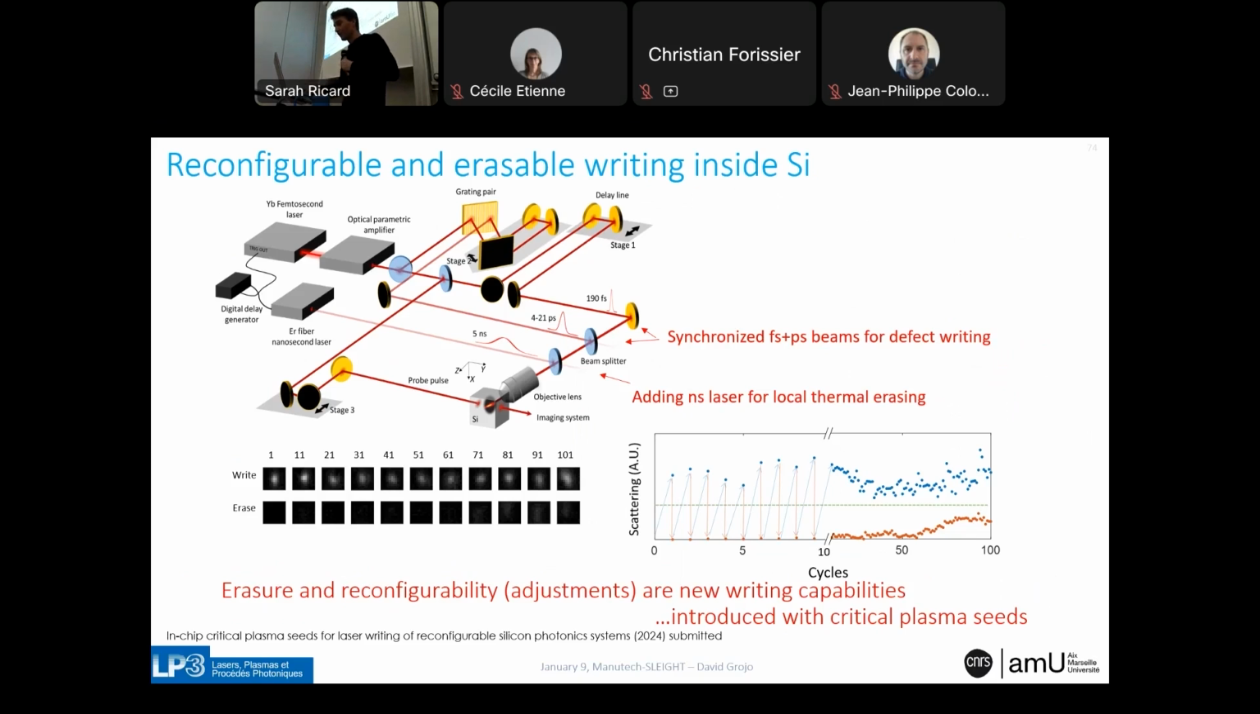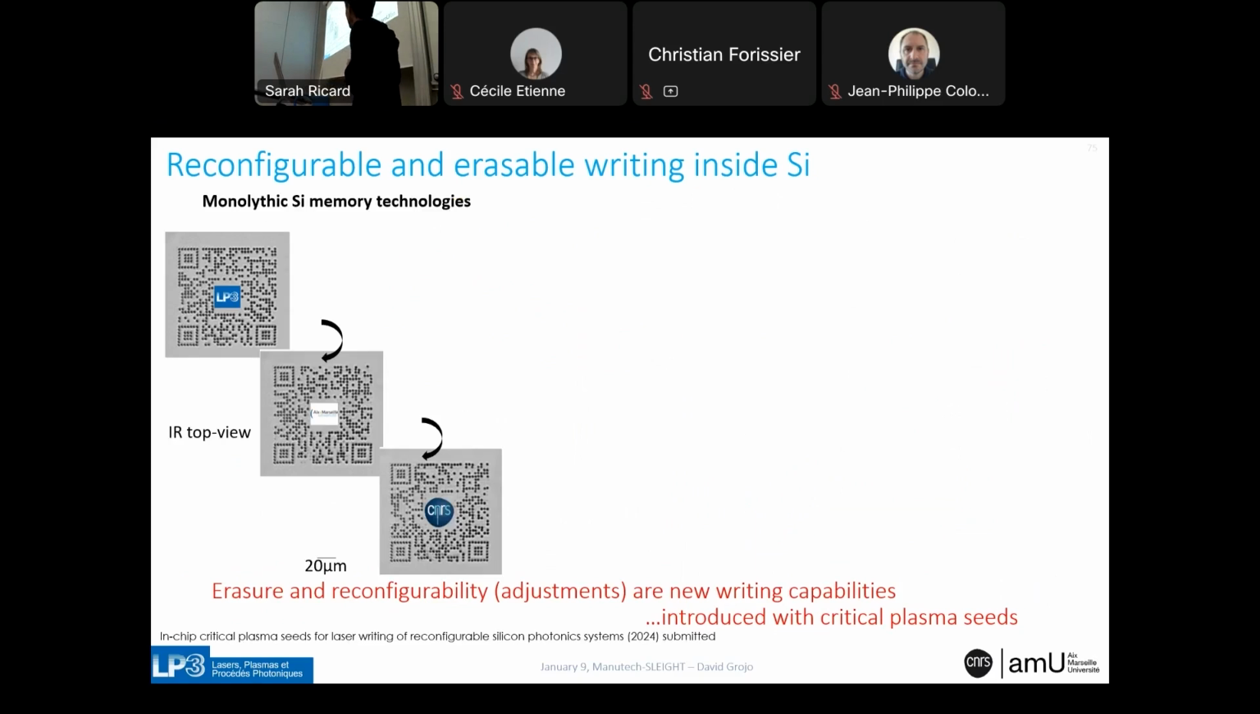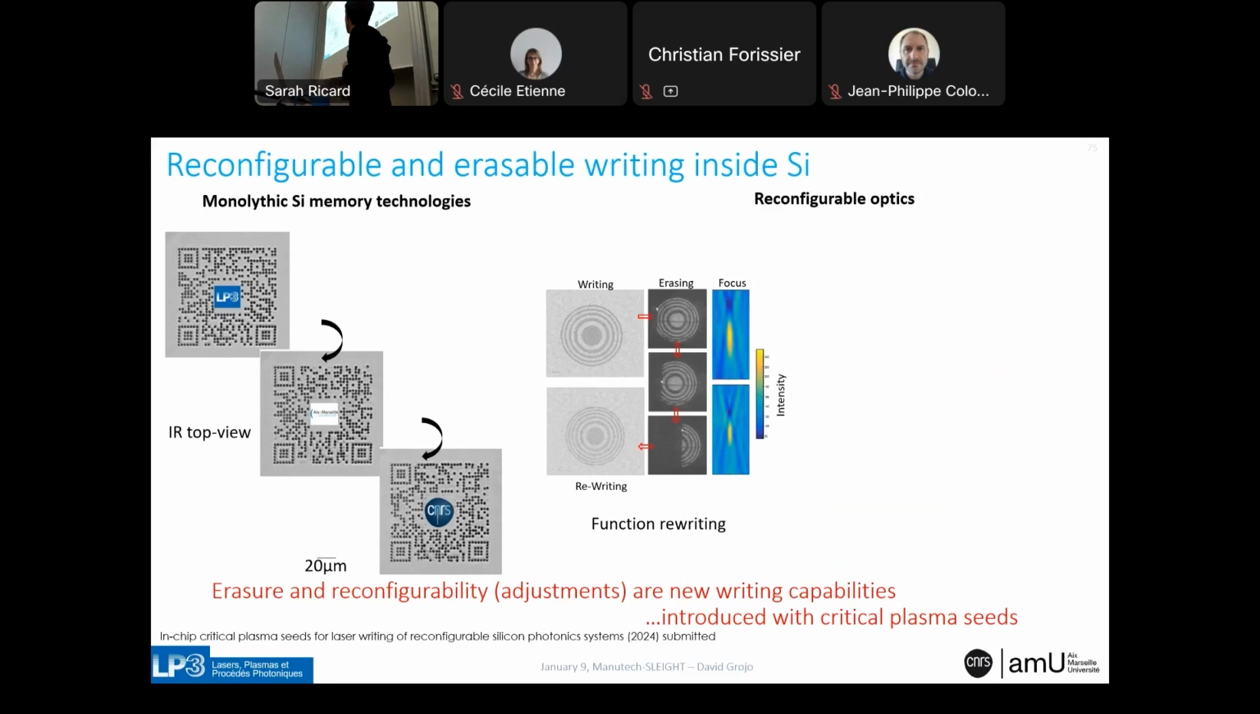application perspectives. To illustrate that, we made, for instance, QR codes written at a given depth inside a wafer, then erased, and rewritten with different information, which was successful a few times at least. To illustrate also the vision we have for this, we wrote some Fresnel lenses exhibiting a given focusing power, then erased them, and rewrote at the same place a lens with a different focusing power.